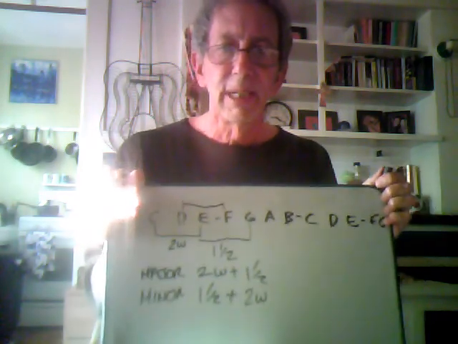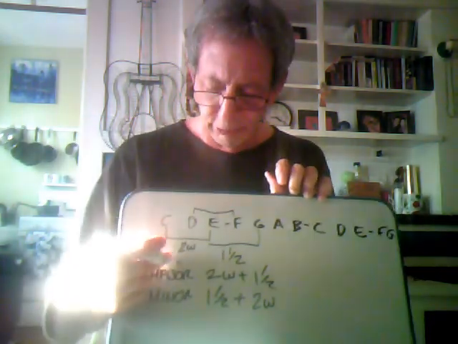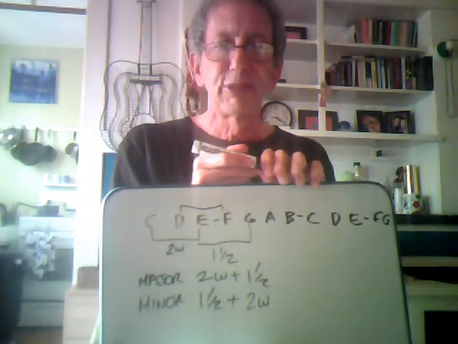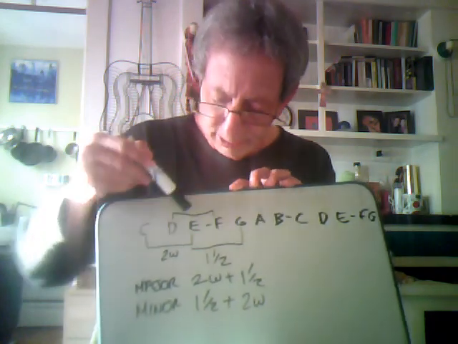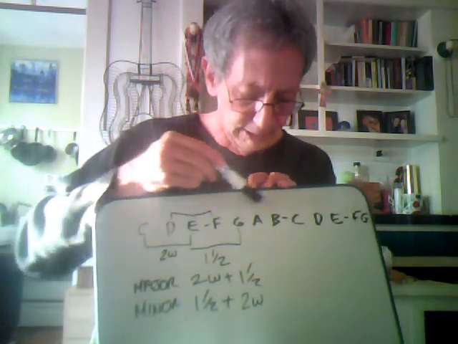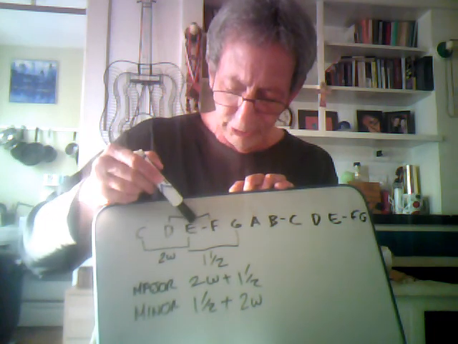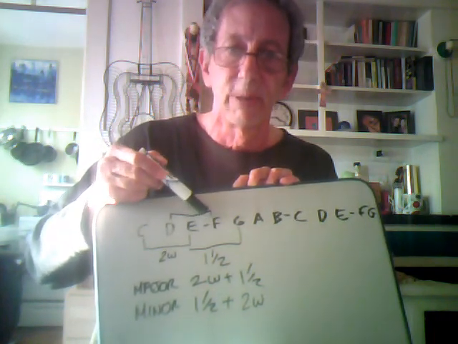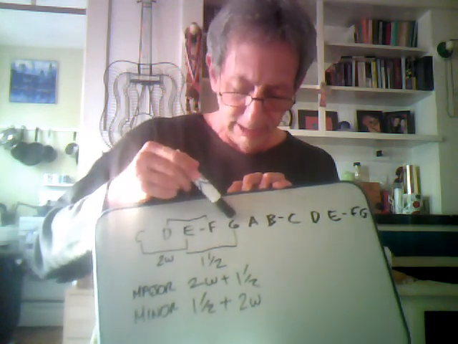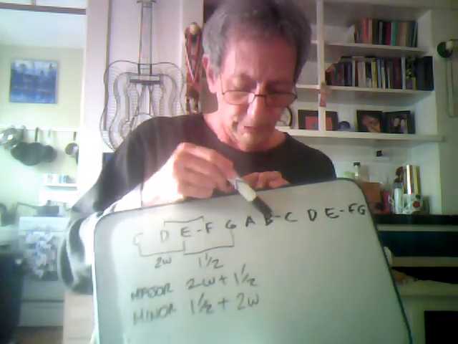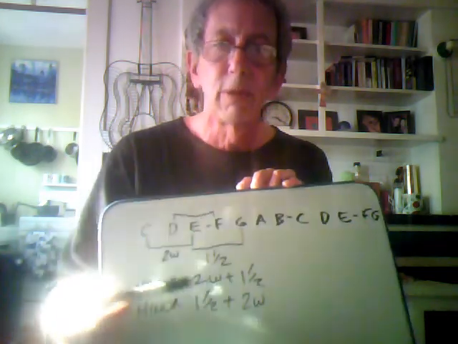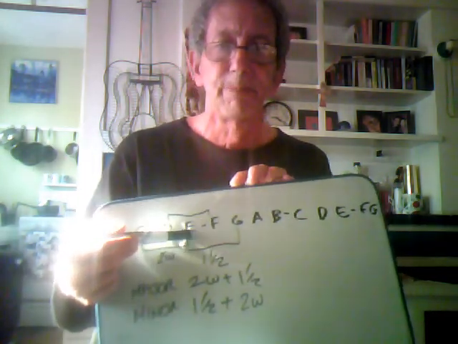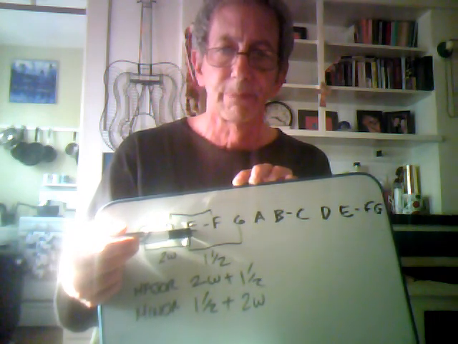All right. So now we have the major formula, which is 2 whole, 1.5, and the minor formula, which is 1.5 and 2 whole. Let's look at the third chord of the key of C by going E, leapfrog to G, leapfrog to B. So this distance is what? 1.5. Yes, you're right. It is 1.5. E to G. Now G to B is 2 whole. Well, 1.5, 2 whole. When you build a chord on the E note in the key of C, it becomes a minor chord. All right.